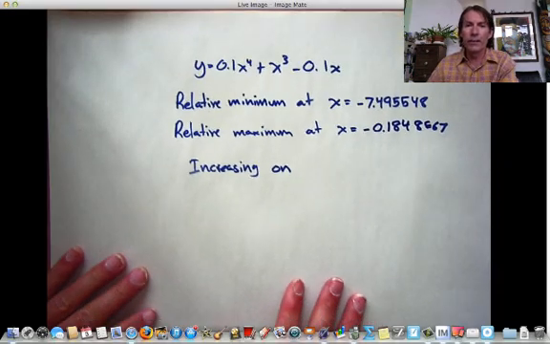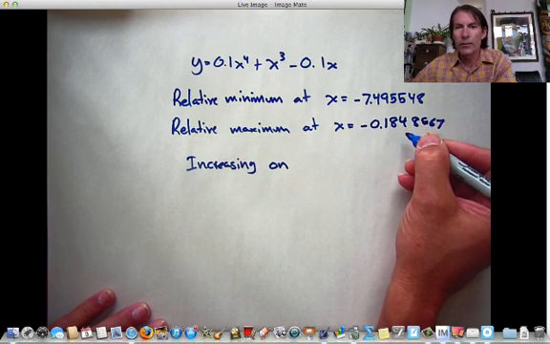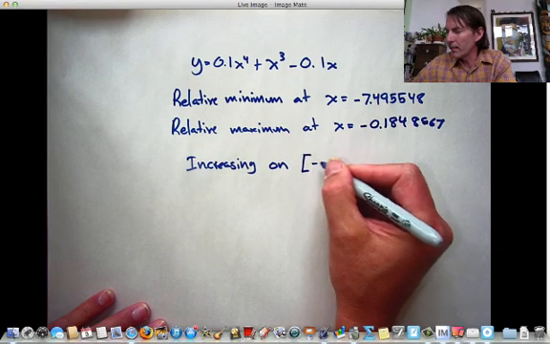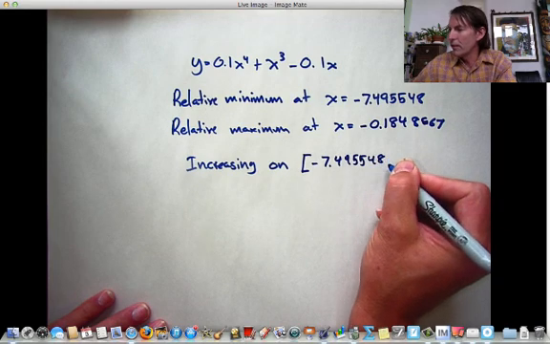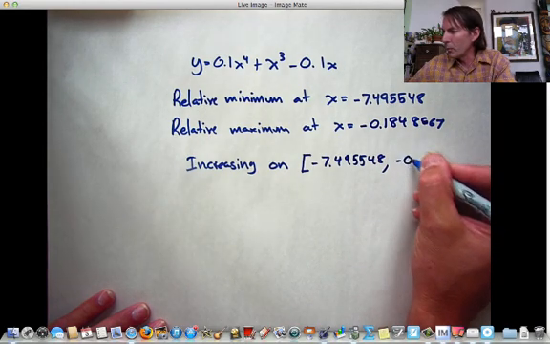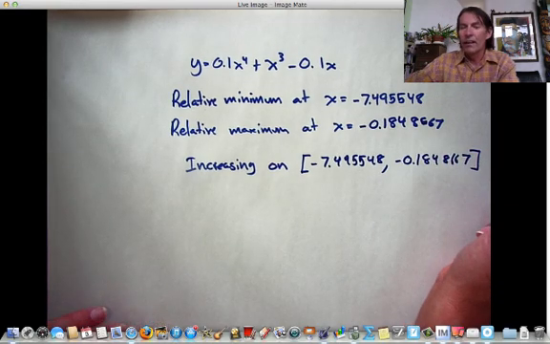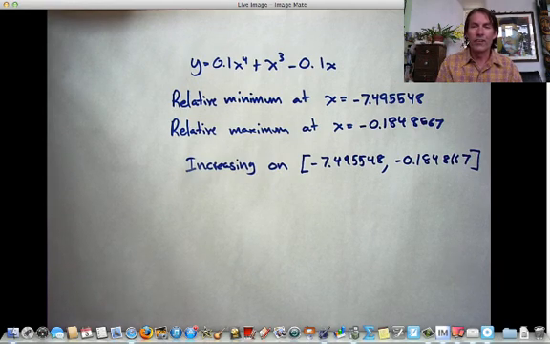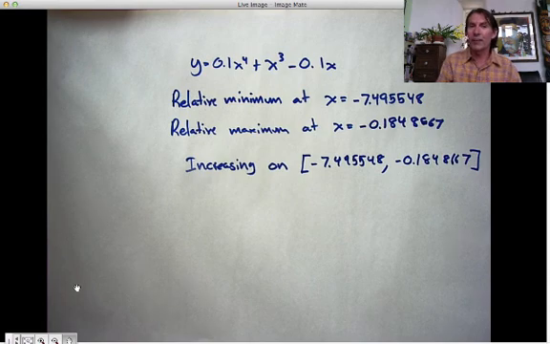Okay, I have those written down here. And so there's the relative minimum that we found, and the relative maximum that we found. And so this is increasing on the interval from negative 7.49558 to negative 0.1848667. Now we could continue and find the other relative maximums and minimums and then find where it's increasing and decreasing. But I think you get the idea. So that concludes our video. So we'll see you next time. One more to go.